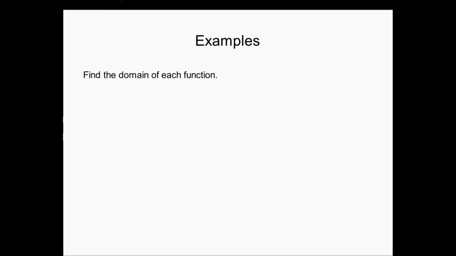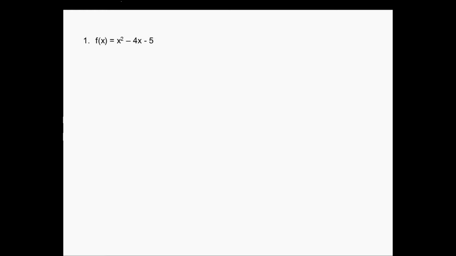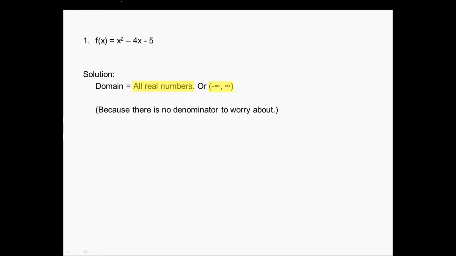Now in the examples, I'll show you the different ways you can write the final answer for the domain. Here's our first one. f of x equals x squared minus 4x minus 5. Okay, you look for a denominator. Really, you look for a variable in the denominator. I don't even see a denominator. So there are no problems with domain. So our domain is all real numbers. If you're told to write it as an interval, there it is, minus infinity to infinity. Remember, that is interval notation for all real numbers.